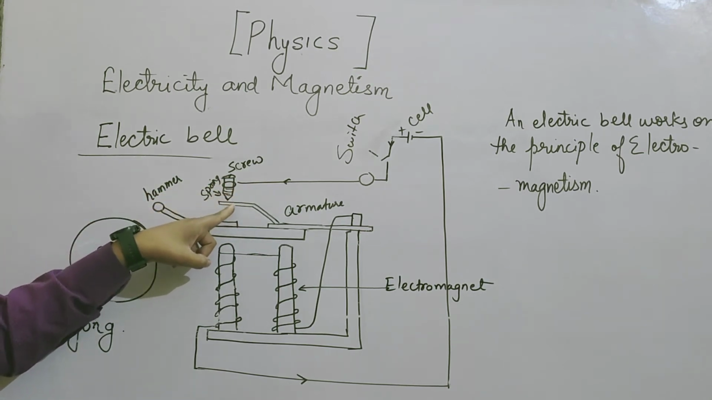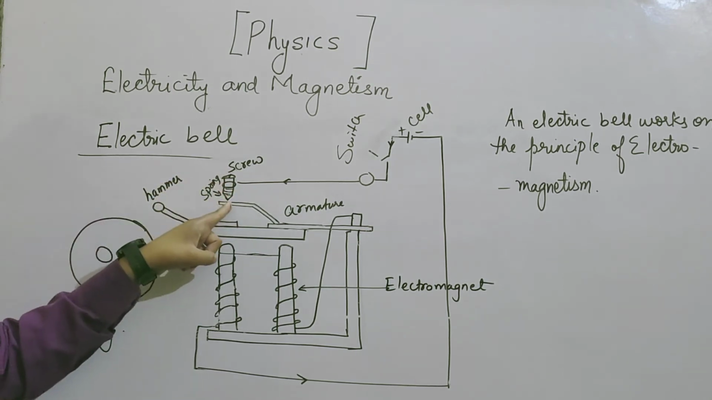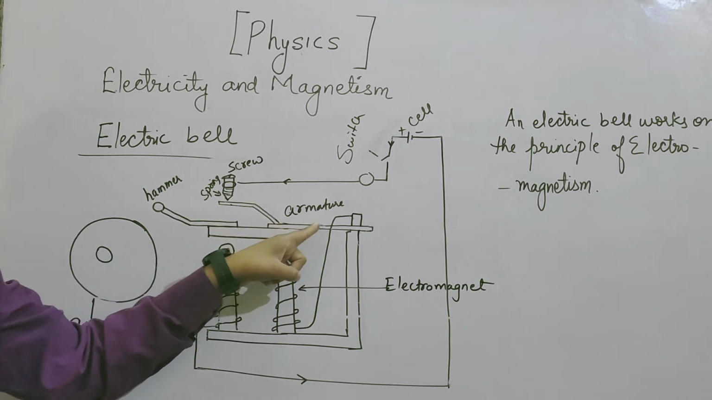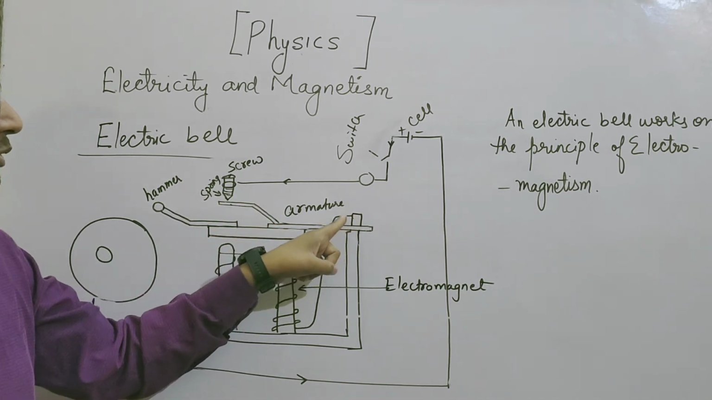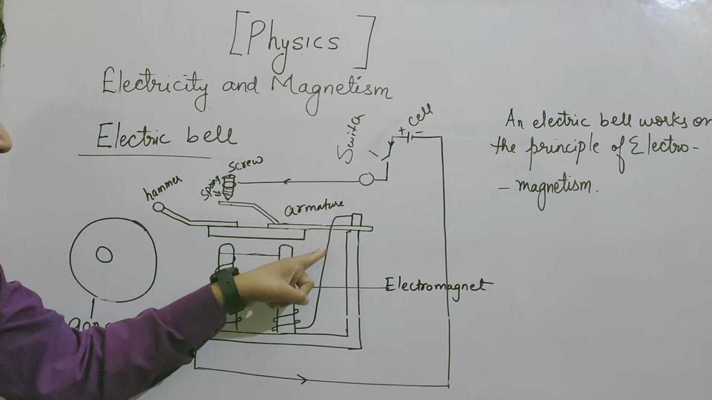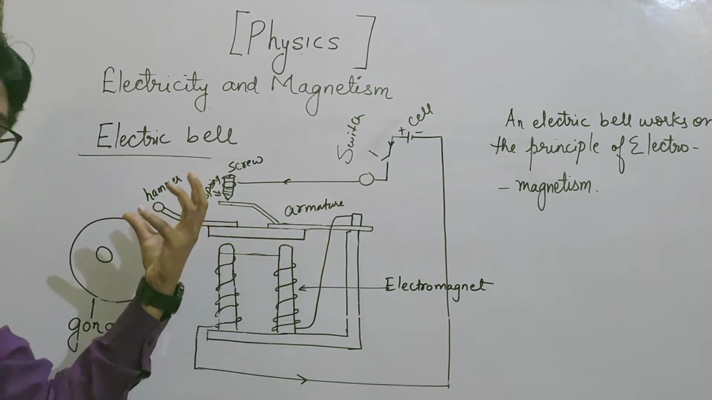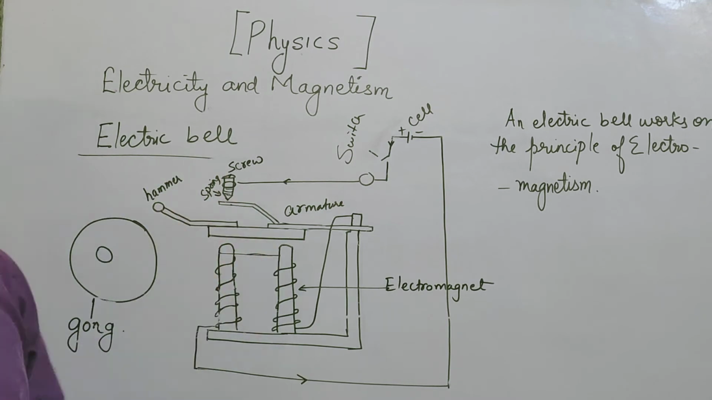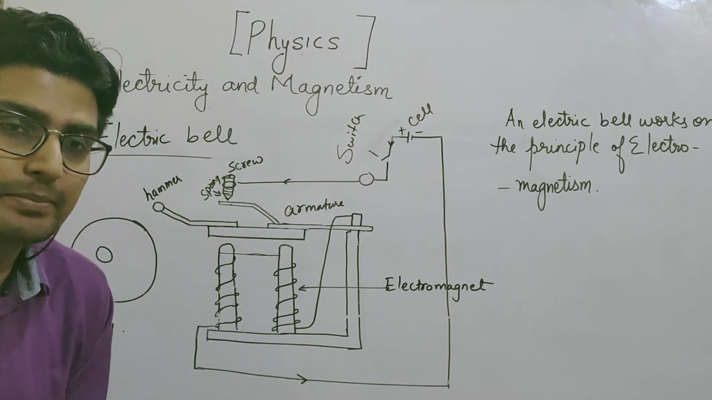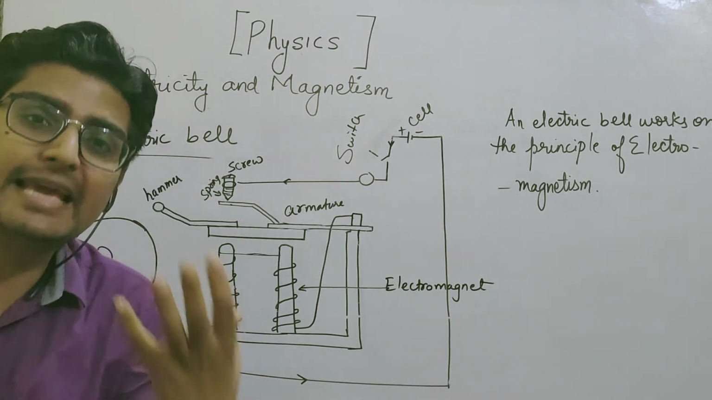Now the screw is in contact with this armature, so current electricity will pass through this armature. It will flow through this and come to this wire. Now through the wire, the electricity will pass through this electromagnet. As soon as electricity passes through this electromagnet, it will come into working position, meaning it will start behaving like a magnet.